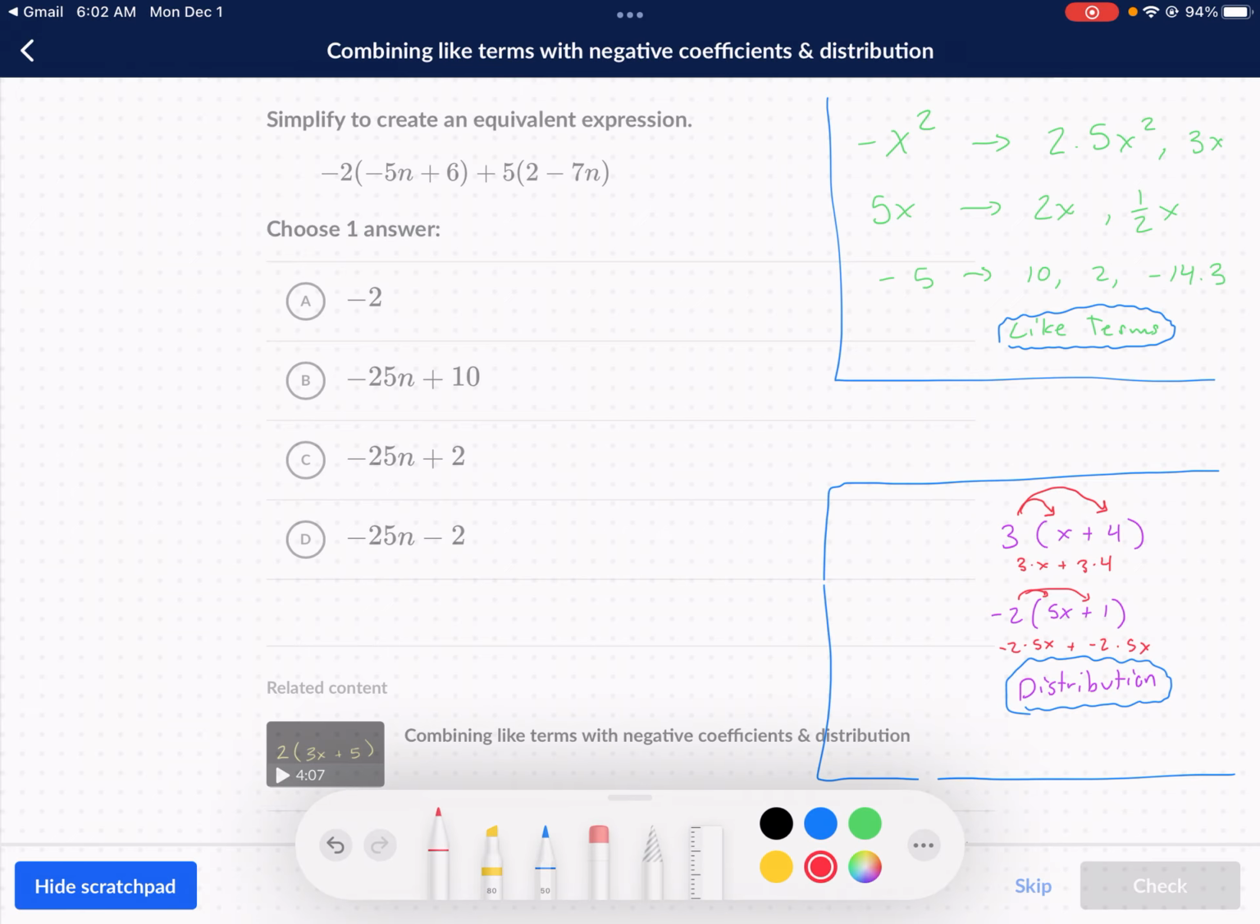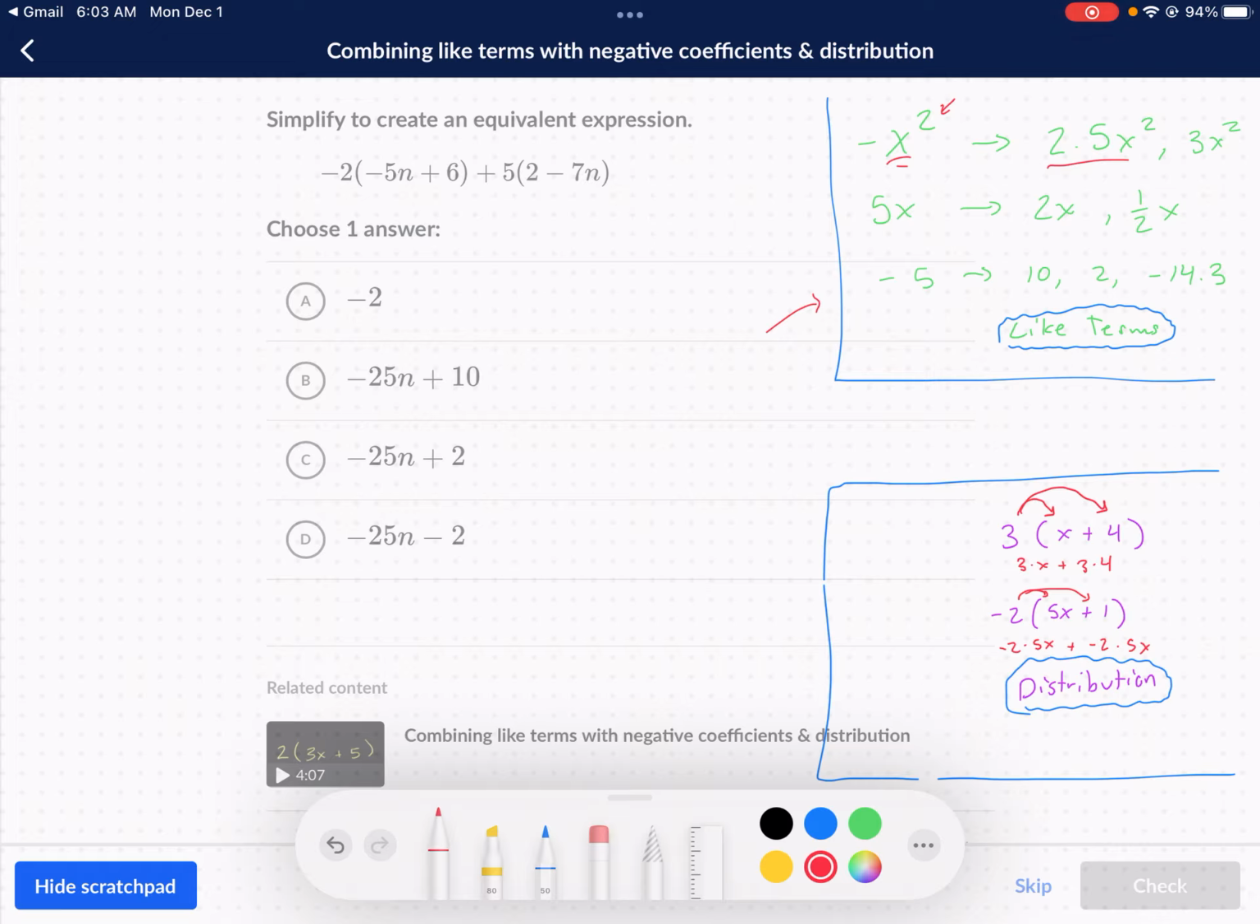So the first one I want to draw your attention to is this top box, which is like terms. In algebra, we can only combine or add or subtract what are called like terms. And they have to have the same variable with the same power. So if I have this negative x squared here, my like terms could be 2.5x squared, 3x squared. But it can't be just that 3x that I originally had, because it has to have the same variable and the same power.